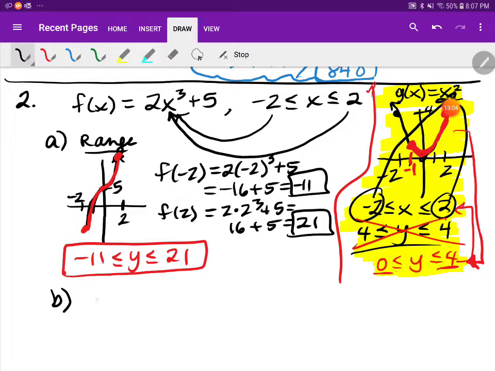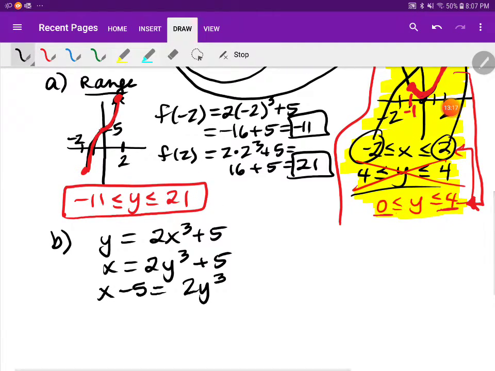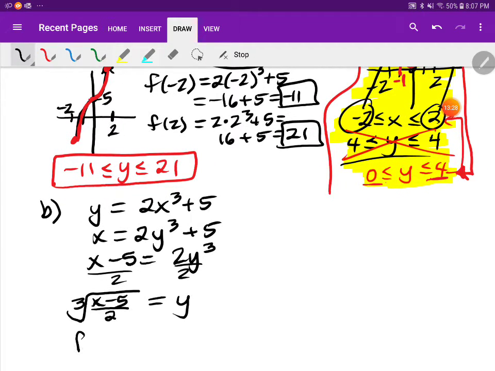So f inverse, you guys all remember this: f of x is y, and then you're going to switch x and y, and then you're going to solve for y. This is something that you already did when you were doing it yourself. Divide by 2, and then y equals the cube root of (x minus 5) over 2. Be careful whether the cube root goes all the way over or not. Now that would be the inverse.